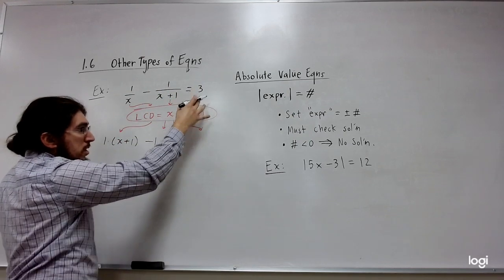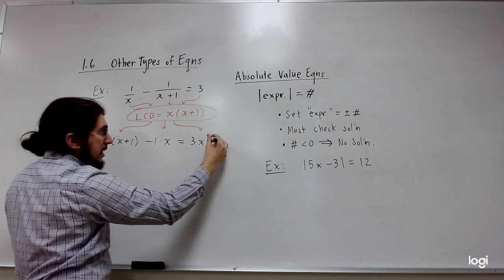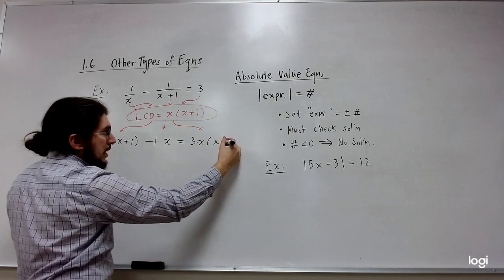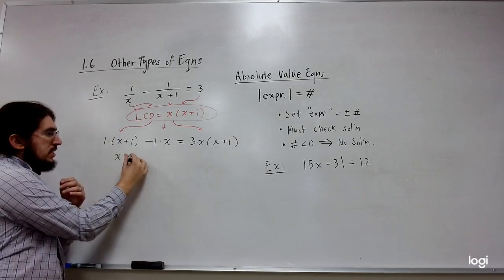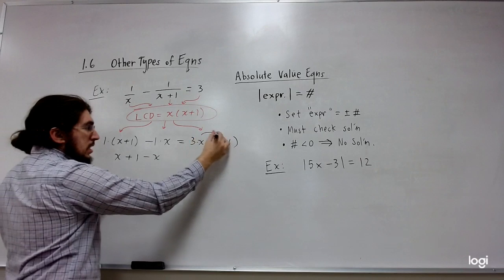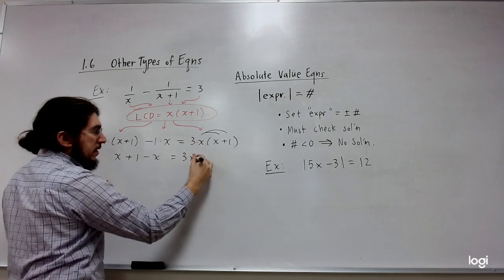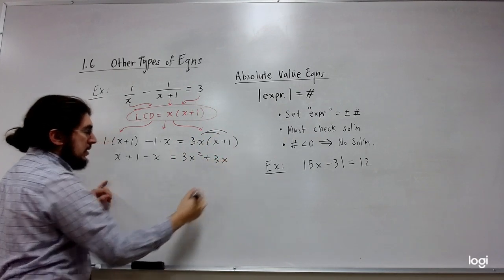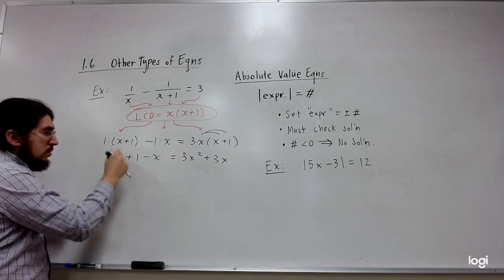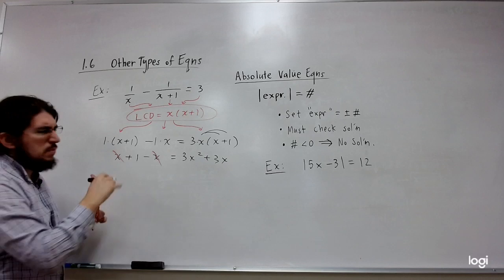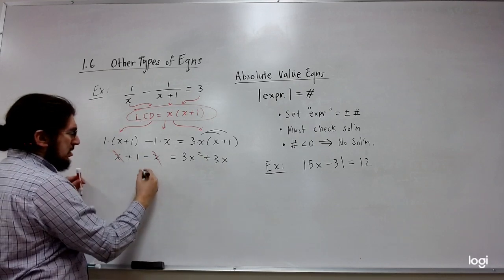With 3, there's no denominator to cancel, so 3 gets all of them actually, times x plus 1. Perfect. So now we'll simplify this a little bit. This is, of course, just x plus 1 minus x. These distribute, and we get 3x squared plus 3x. Notice here the x's actually cancel out. And what now? Well, now I guess we can subtract 1 to the other side and solve from there.